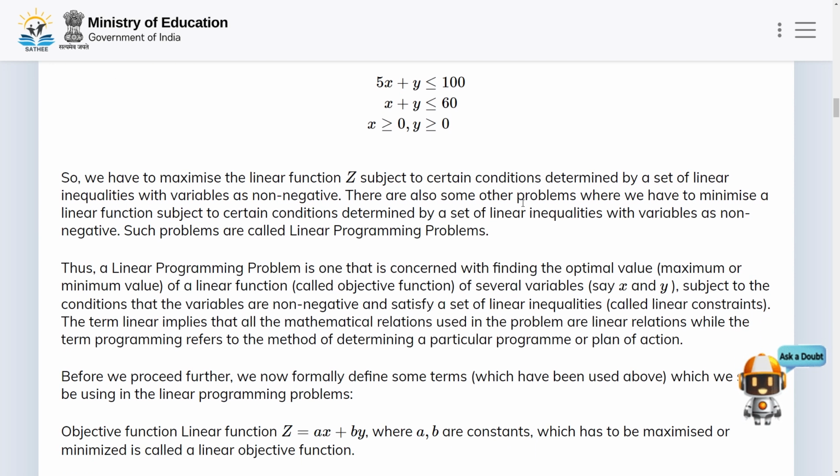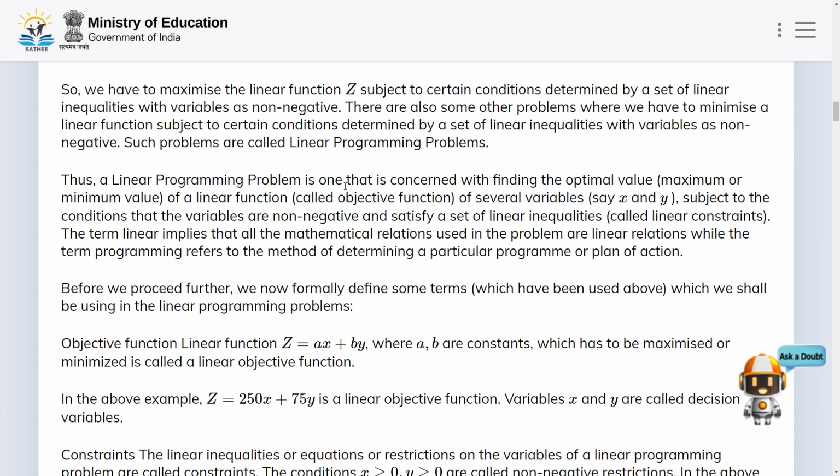There are also some other problems where we have to minimize a linear function subject to certain conditions determined by a set of linear inequalities with variables as non-negative. Such problems are called linear programming problems. Thus, a linear programming problem is one that is concerned with finding the optimal value, maximum or minimum, of a linear function called the objective function.